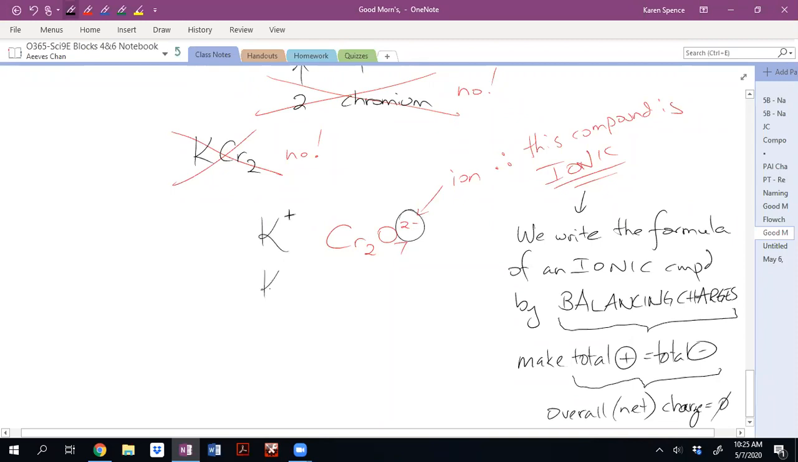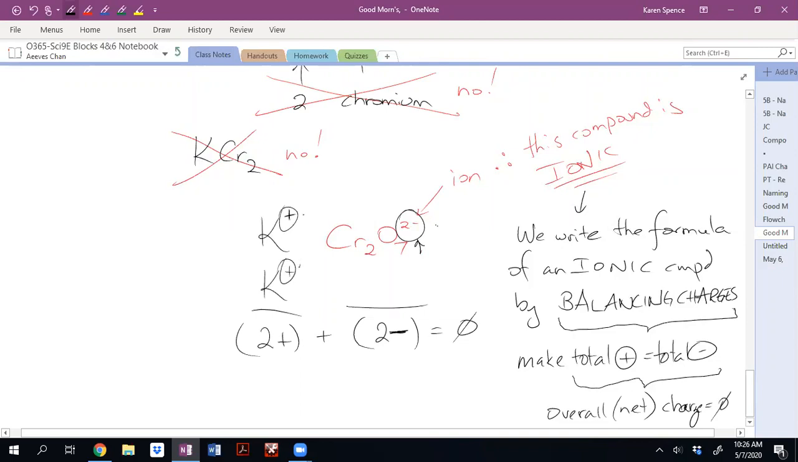We need to have a second K plus because now we have 1, 2 plus, and that balances out our 2 minus charge. Whoops, 2 minus. And if we take our 2 plus and we add it to our 2 minus, we're going to end up with a 0 charge. So that's what's meant by balancing the charges. Make sure your total positive is equal to your total negative.